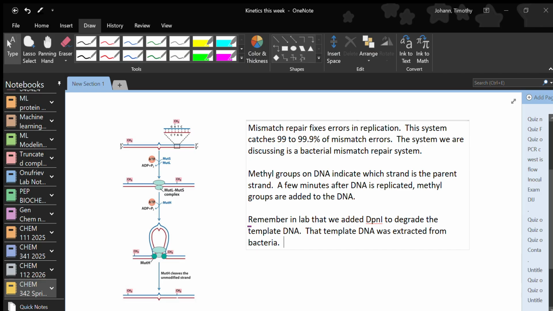What's going on is that DNA gets made in the bacteria, it gets extracted from the bacteria, and they replicated it a while ago, and it all has methyl groups on it.